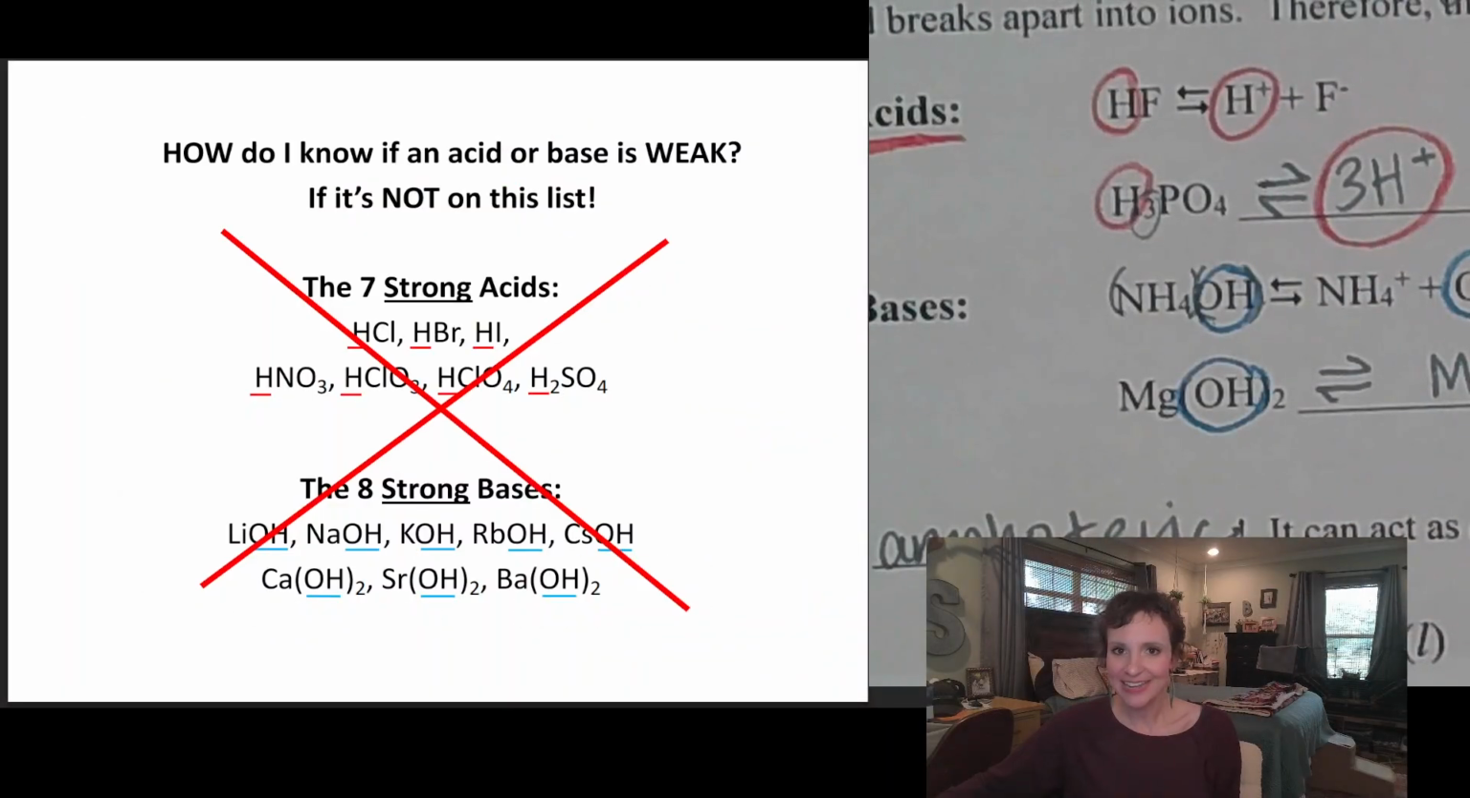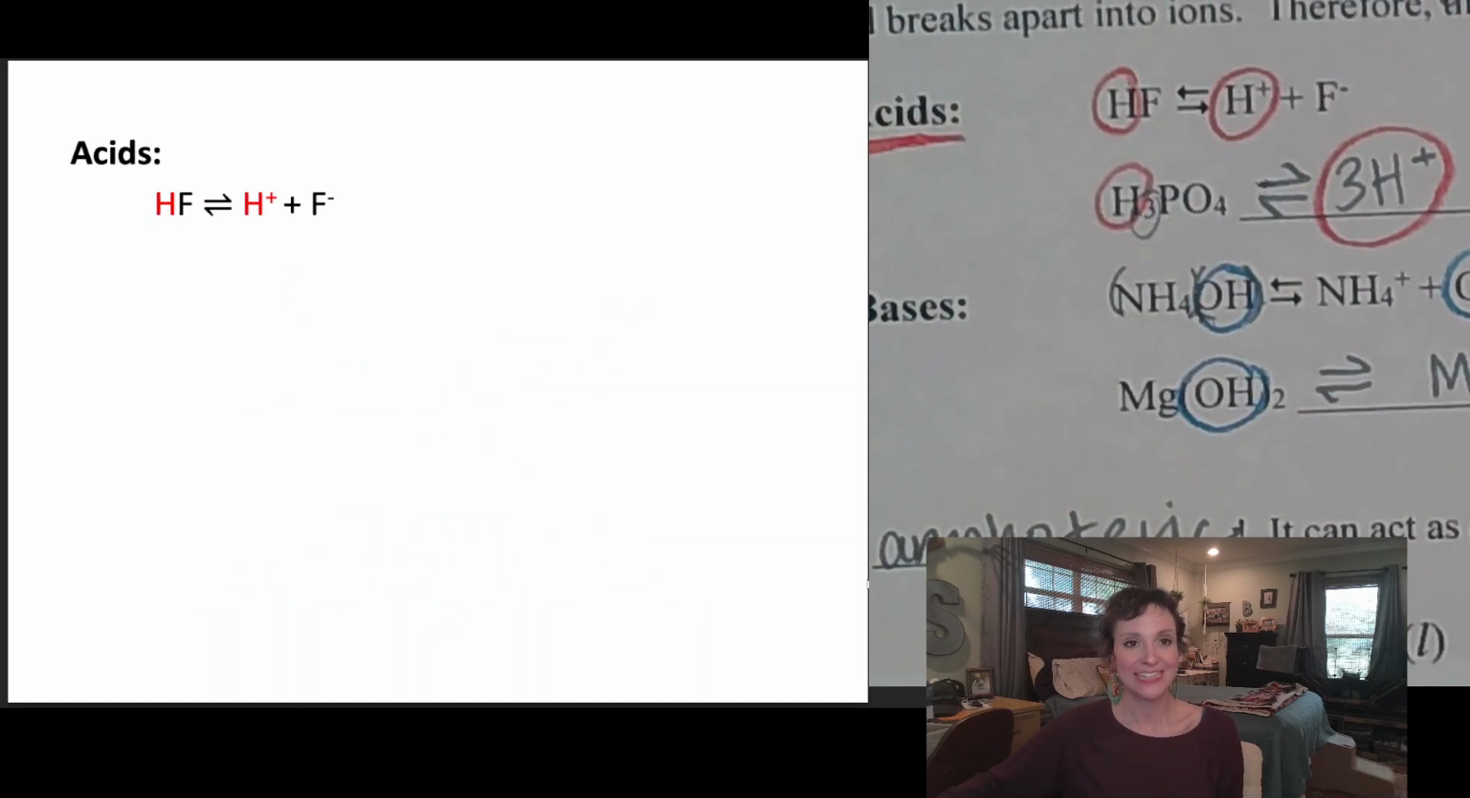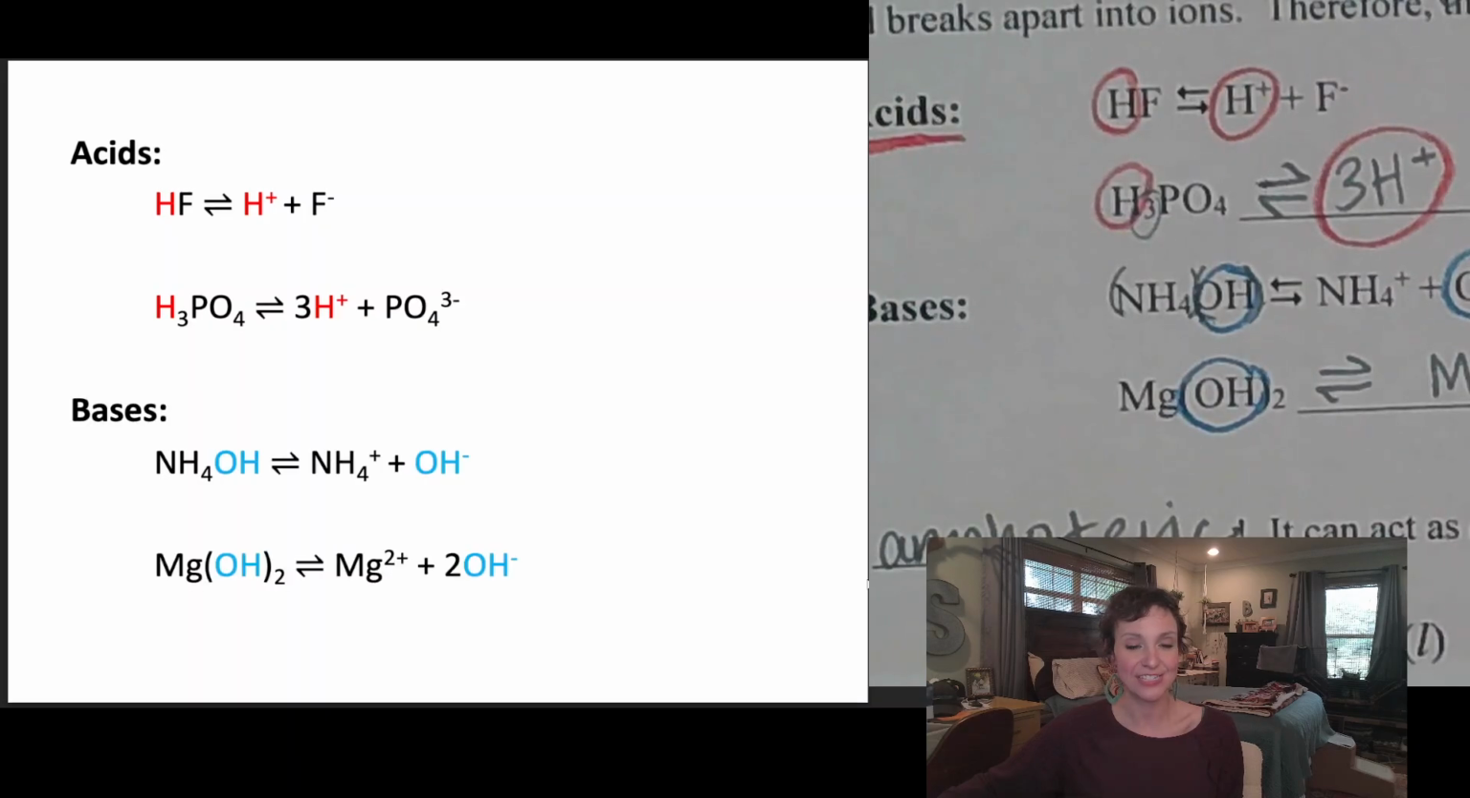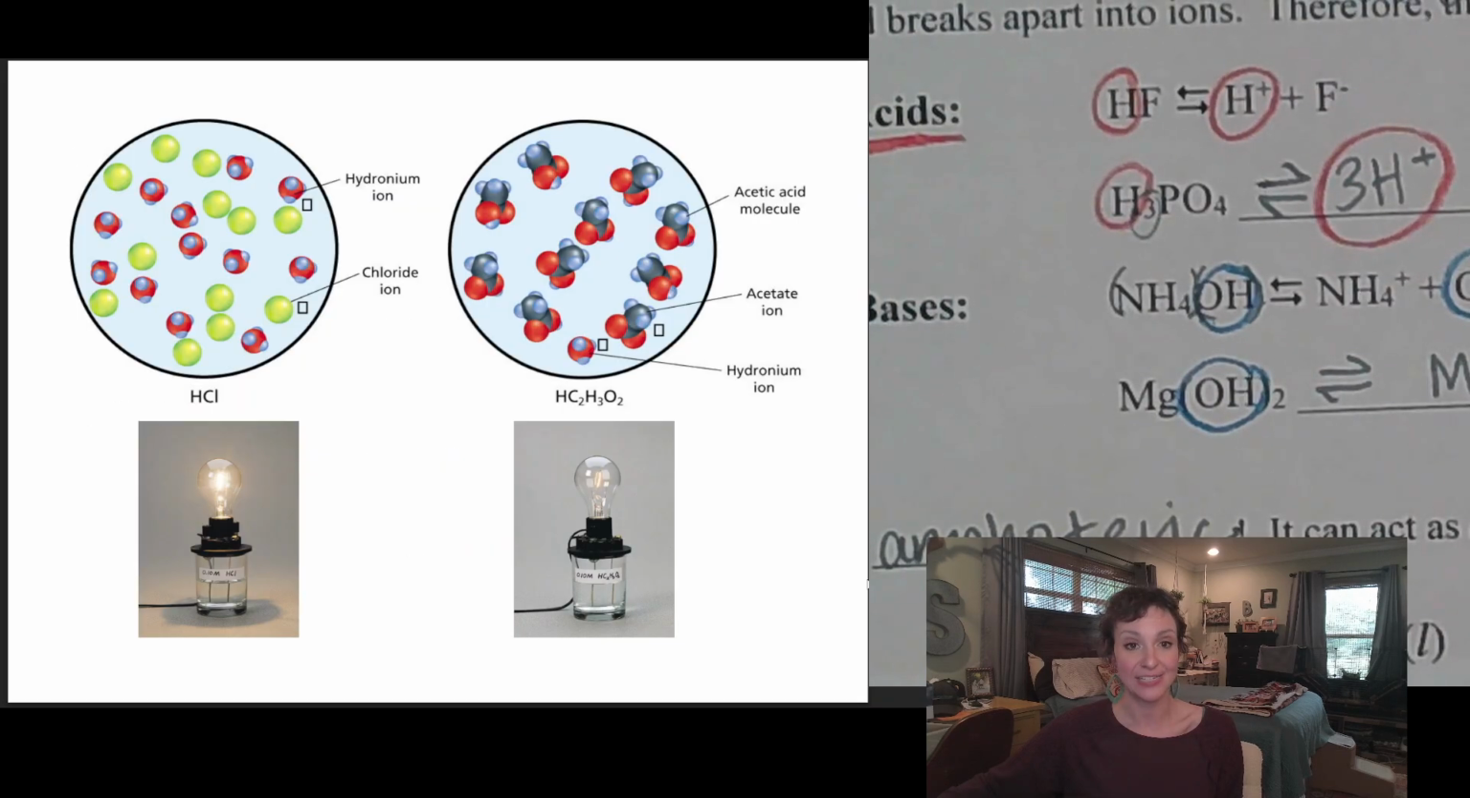Okay, so to recap, how do I know if an acid or a base is weak? If it's not on my list of my 7 strong acids or my 8 strong bases, okay? So we did these together. We practiced drawing our dissociation equations for my weak guys. Okay, we talked about how my strong acids and my bases, because they dissociate completely, are going to be strong electrolytes, right?